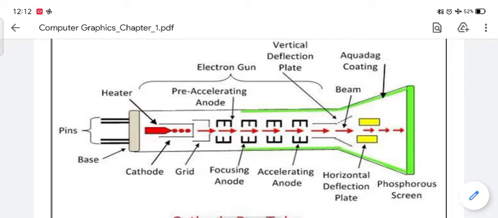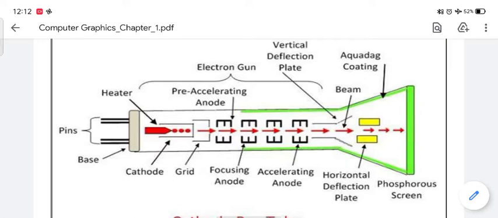So what does this control grid do? The control grid will control the flow of electronic charge. How does it control the flow? By setting a proper voltage to make sure that no electron scatters outside, other than what should move through the same hole which is specified for that. For that we use this control grid.